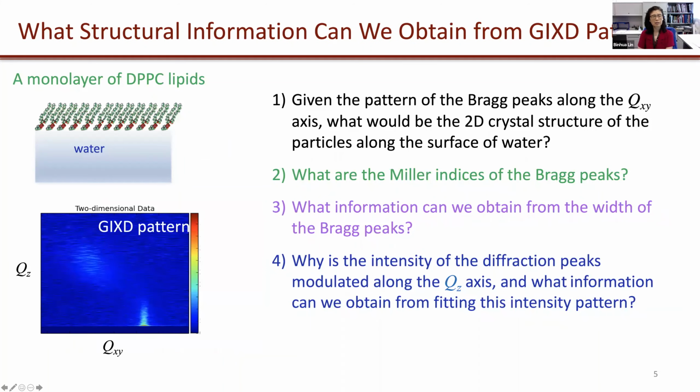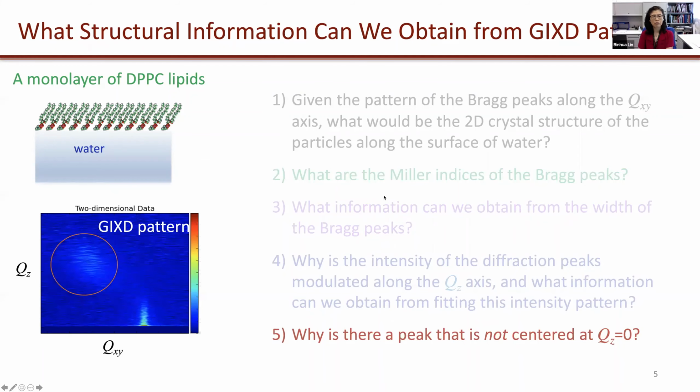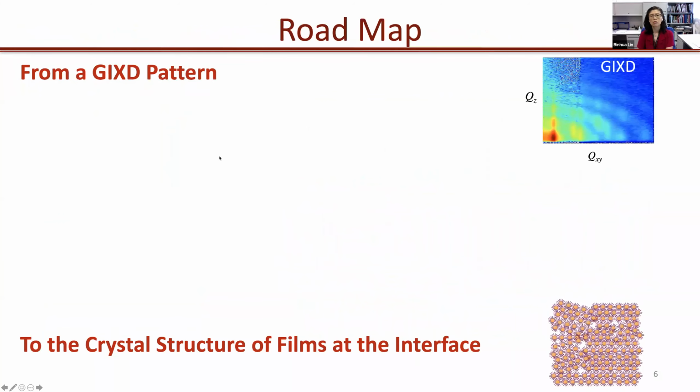So this is the diffraction pattern for a monolayer of DPPC. Although it doesn't have that many diffraction peaks, it's equally rich in structure information. So all these 4 questions still apply, but a 5th question is added. Why is there an out-of-plane peak? Those questions set the goal for this lecture and exercise involved. That is, from the GID pattern to the crystal structure of the films at the interface.